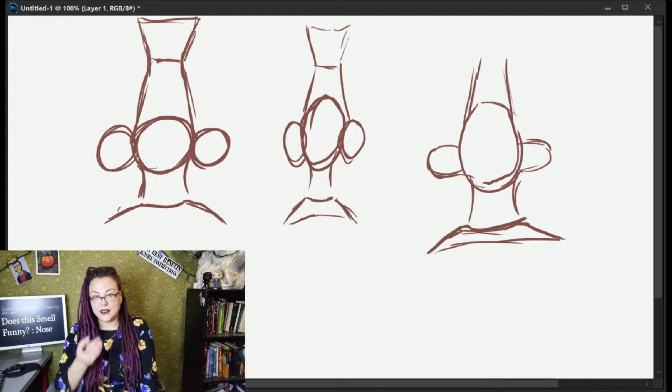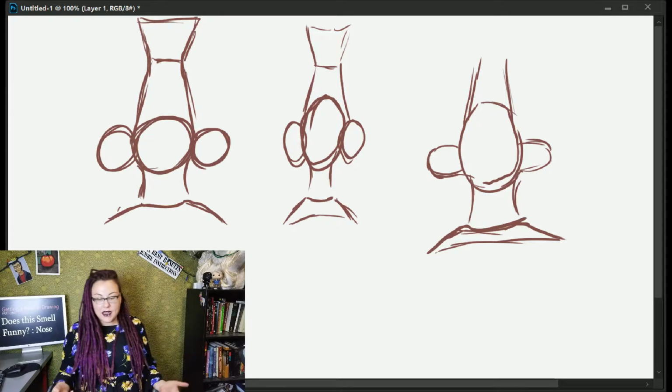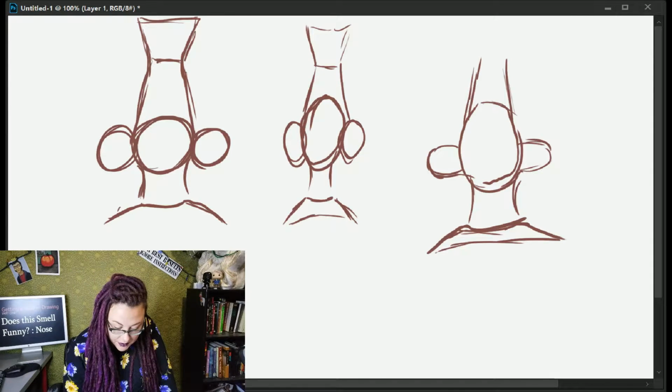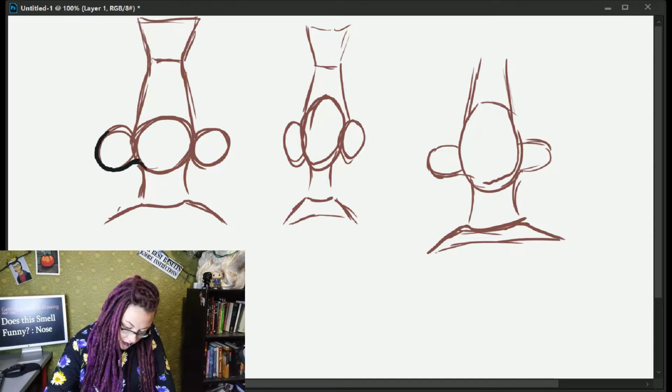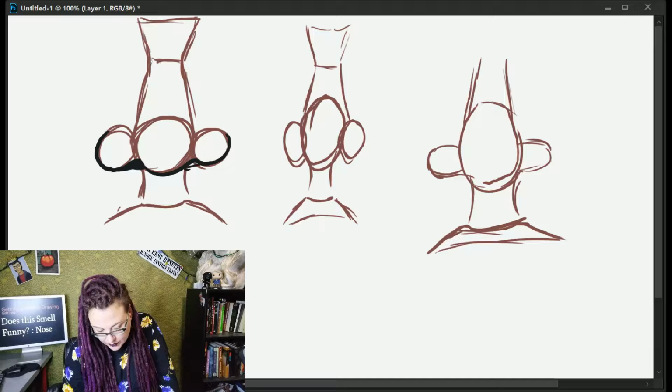Now that we have the shapes in, let's bring in some line work to see how it actually works in the context of a drawing. The lower part of the nose tends to have the most detail, and I will actually draw all those parts.